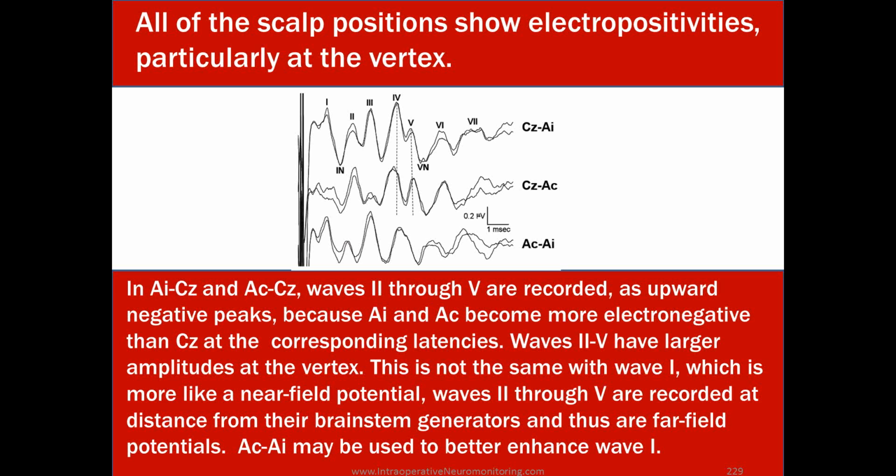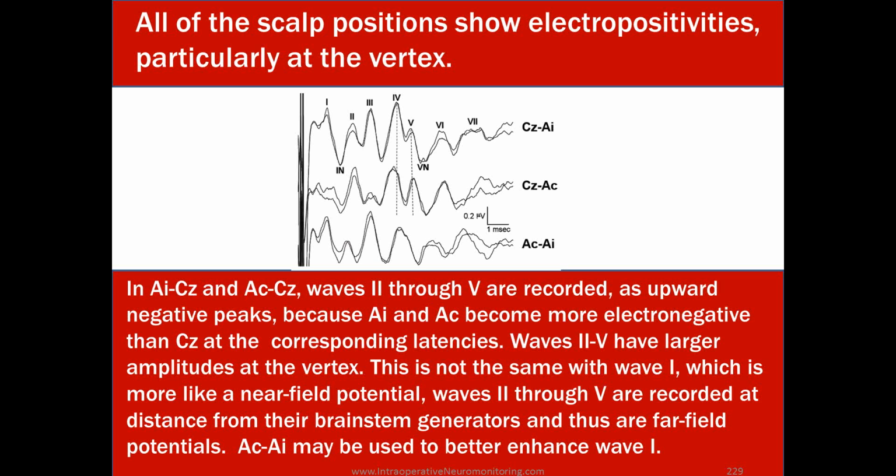This is not the same with wave 1, which is more like a near field potential, whereas waves 2 through 5 are recorded at distances from the brainstem generators and are thus far field potentials. The AC, or contralateral to the auricular ipsilateral, may be used to better enhance wave 1.